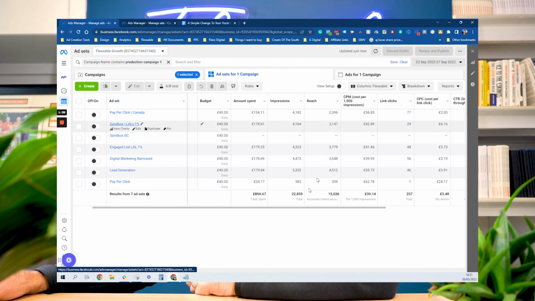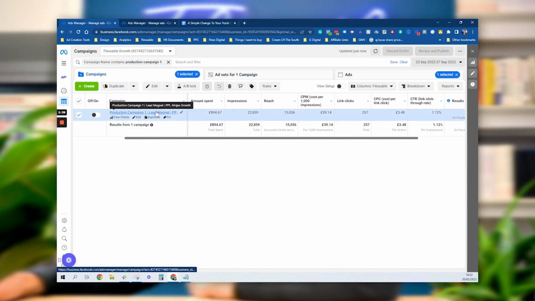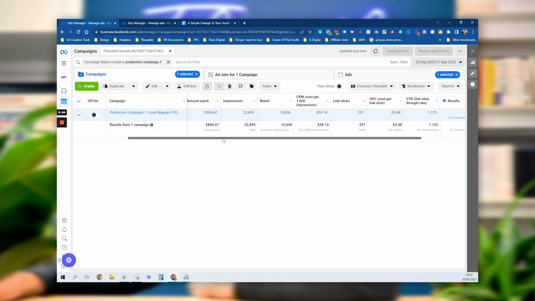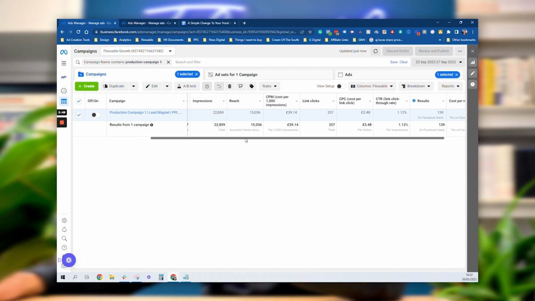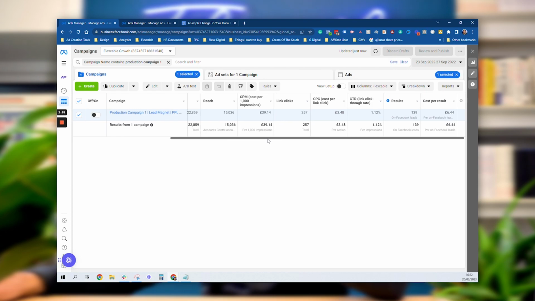So here's the stats. You can see here that we spent £94.67 with a CPM of £39.14, a click-through rate of 1.12%, CPC of £3.48. By the way, these were lead ads, right? And we had a cost per lead of £6.44. So if you think about that, our cost per click was £3.48 and our cost per lead was £6.44, which meant that more than 1 in 2 people were clicking and going through our form. People are interested in it after they click, okay?